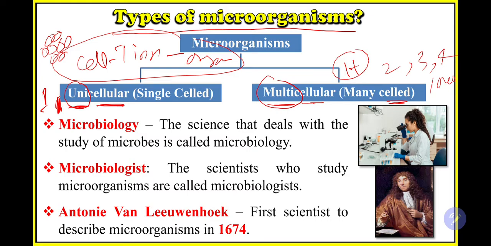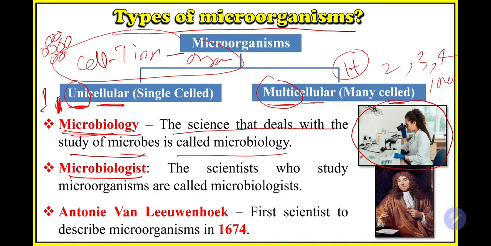There are some basic terms such as microbiology and microbiologist. What is microbiology? What is biology? The science in which we study living organisms is biology. The science that deals with the study of microbes is called microbiology. That means the science in which we study only the microbes is known as microbiology.